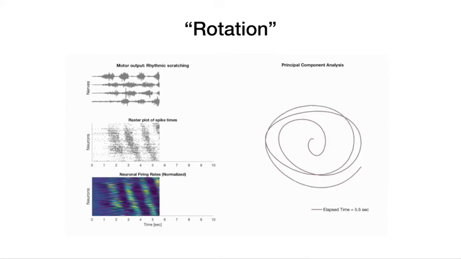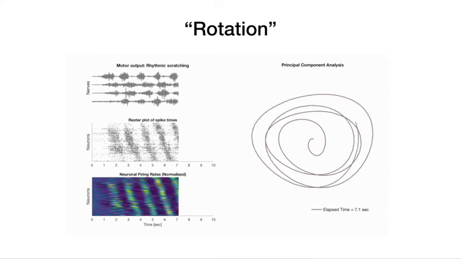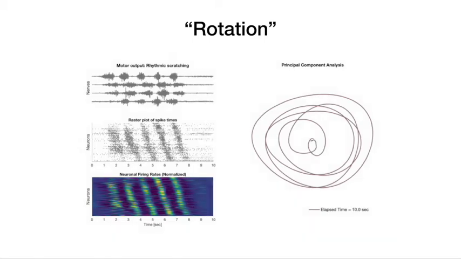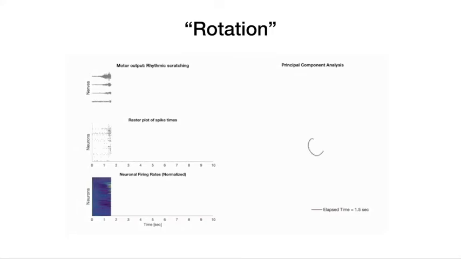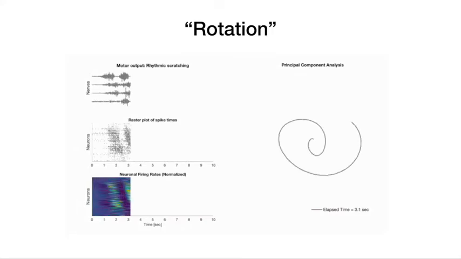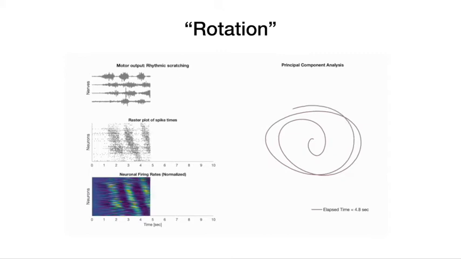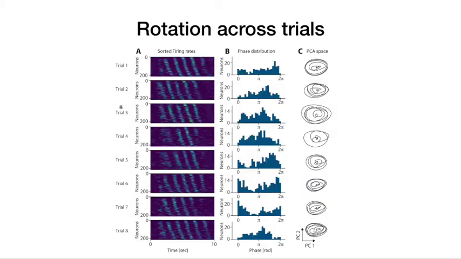We also performed a PCA to better describe this rotational dynamics. And it had a very low dimension, more or less 2-dimensional, where it's rotating around in this plane. Here are shown multiple trials performing scratching, and it's repeating this rotational dynamic.